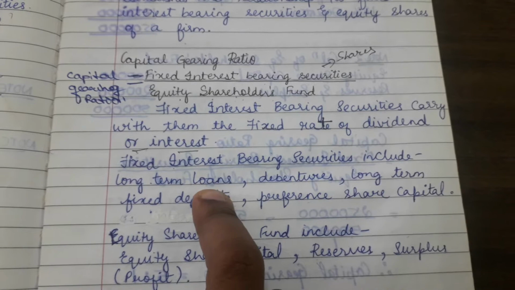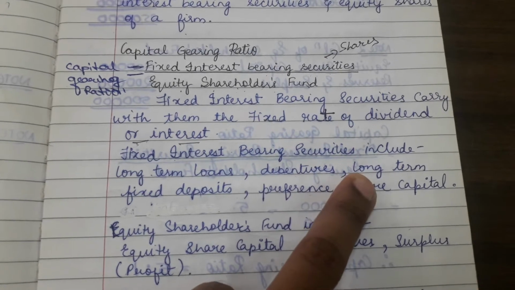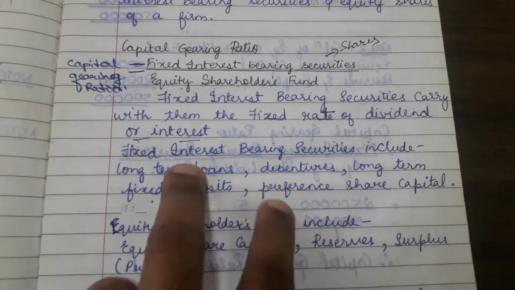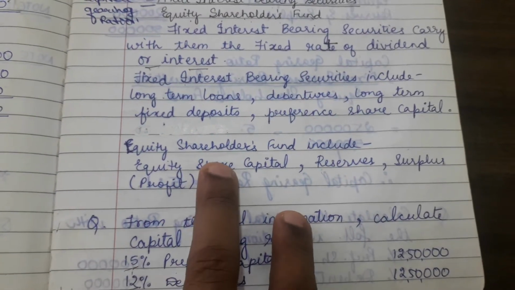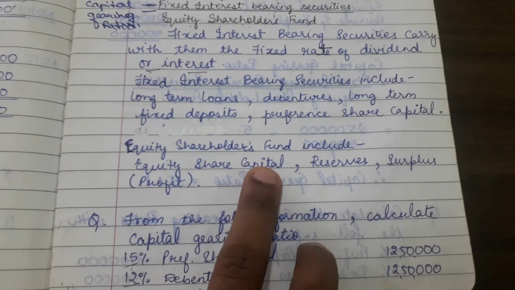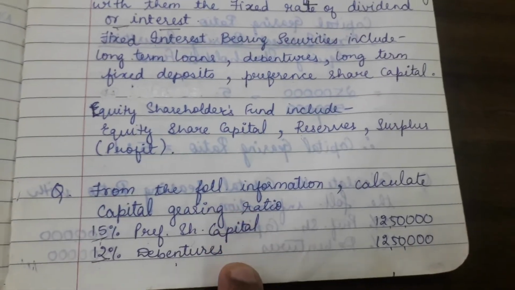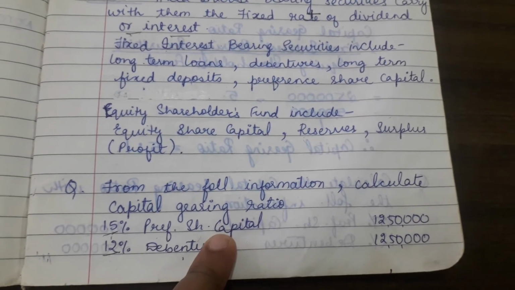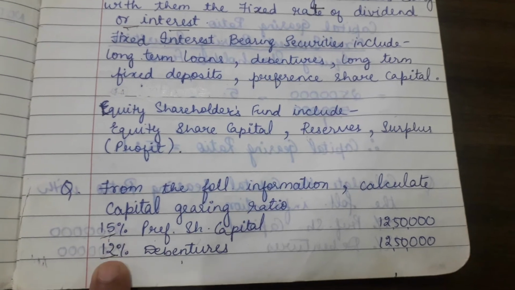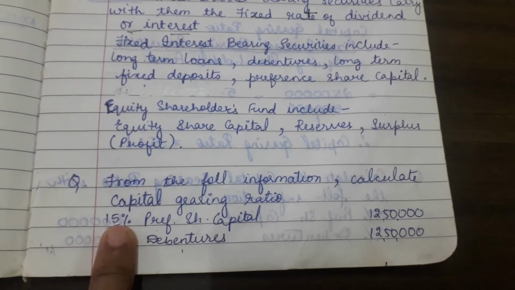Which all are included in fixed interest bearing securities? It includes long term loans, debentures, long term fixed deposits, and preference share capital. These all will be included in fixed interest bearing securities. Then next comes equity shareholders fund, which includes the same things as the shareholders fund we saw in the previous ratio. Among these we have to choose which is a fixed interest bearing security, like your 15% preference shares. They have told us it is a fixed interest bearing or dividend bearing security. This is called interest, and this is called dividend. On preference capital and equity capital, we pay the dividend.